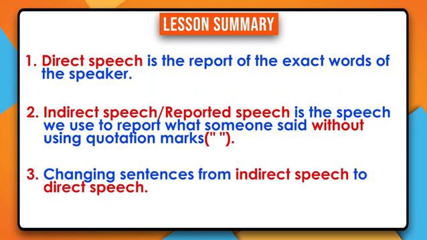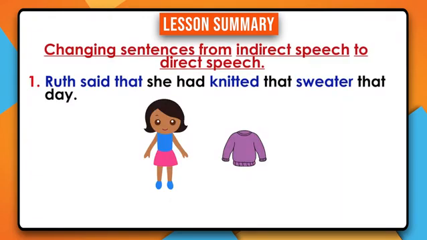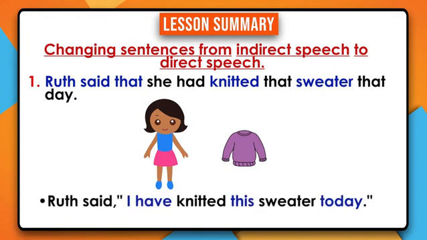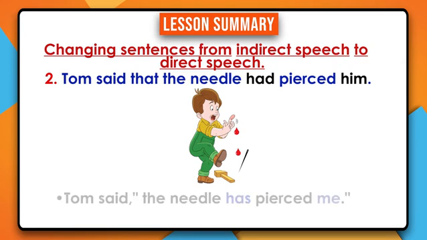Among the many sentences we have changed, let me remind you of a few. Ruth said that she had knitted that sweater that day. The answer we have given here has been, Ruth said, there was a comma. Then put open quotation marks, "I have knitted this sweater today." We put a full stop and we ended with cross quotation marks. Another sentence I can remind you of has been, Tom said that the needle had pierced him. The answer we have given here has been, Tom said, comma, open quotation marks, "The needle has pierced me." Then put a full stop and we end with the cross quotation marks.